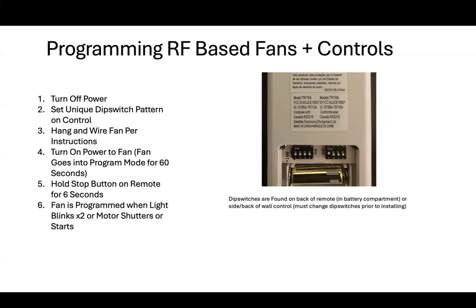First step is to turn off the power, then set a unique dip switch pattern on the control. Hang and wire the fan per the instructions, then turn on the power to the fan. The fan will go into program mode for 60 seconds. During this period, hold the stop button on the remote for 6 seconds. The fan is programmed when the light blinks twice or the motor shudders.